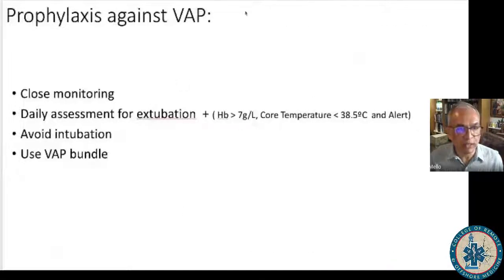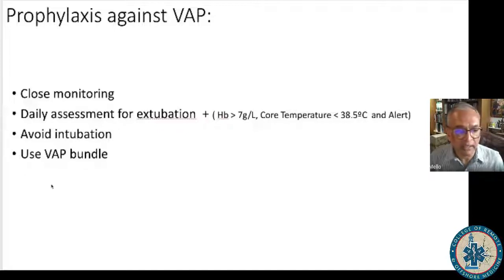So to reduce VAP, monitor your patients carefully, daily assess the patient for extubation. And the other criteria for a good, successful extubation is having a hemoglobin above 7 because of improving oxygen delivery. A core temperature less than 38.5, because a high temperature is hypermetabolic and makes the work of breathing more difficult, and obviously the patient being alert. Or you can avoid intubating. You can try non-invasive ventilation.